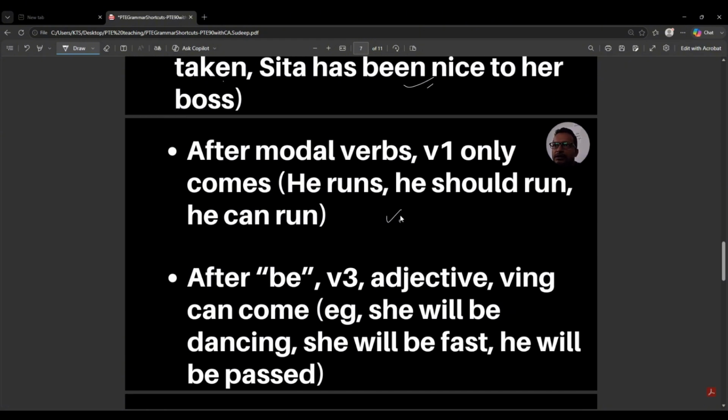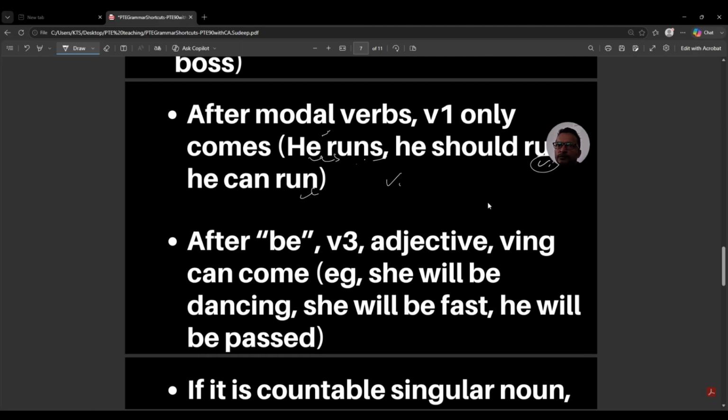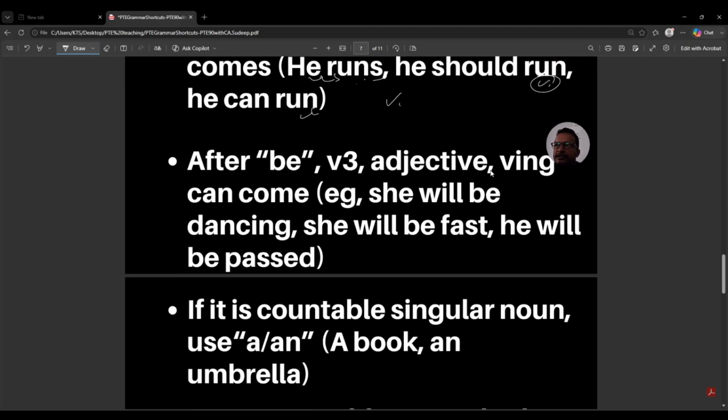After a modal verb, V1 will only come. Remember our concept, V1. So she can run, he should run, he could run, he can run, something like that, right? And then he runs, so now see, after he there is no can, could, shall, should, that's why 's' is coming, because of the subject verb agreement. But if there is a modal verb, then this subject verb agreement will not hold, only the V1 will come. After be plus V3 plus adjective, V-ing can come. She will be dancing, right? She will be fast, he will be fast.